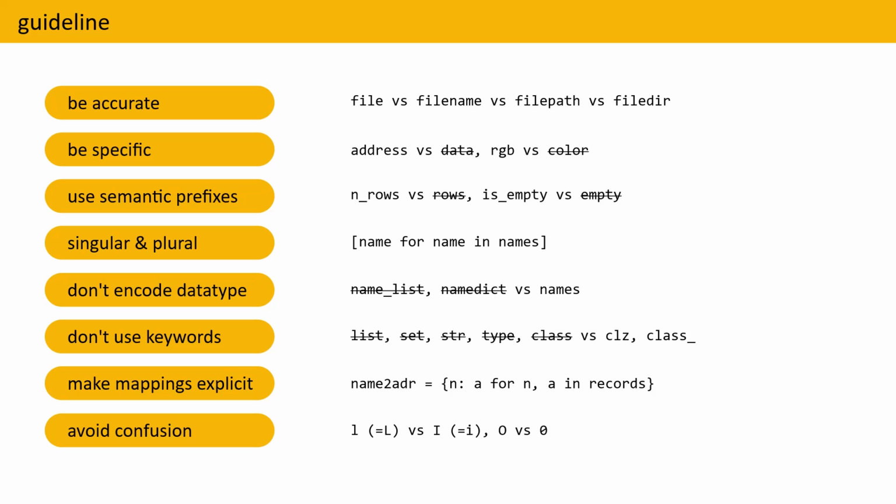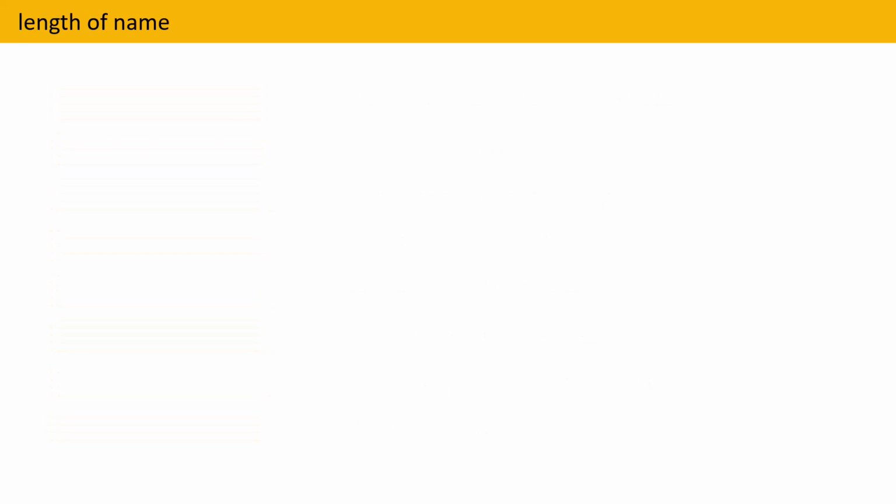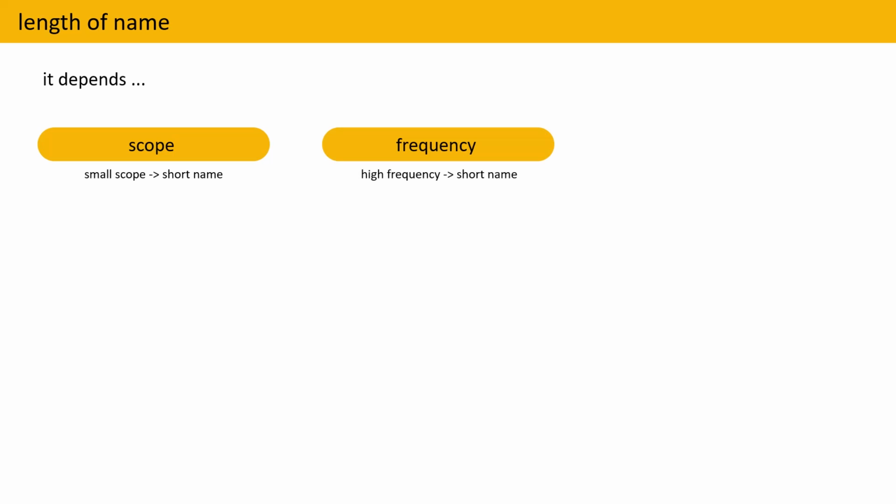Similarly, any names that are confusing due to misspelling or wrong meaning should be avoided. An important aspect we so far have ignored is the length of a name. How long should a function, variable or class name be? And the answer is it depends. It depends on three aspects: the scope of the name, its frequency, and the domain it is used in.